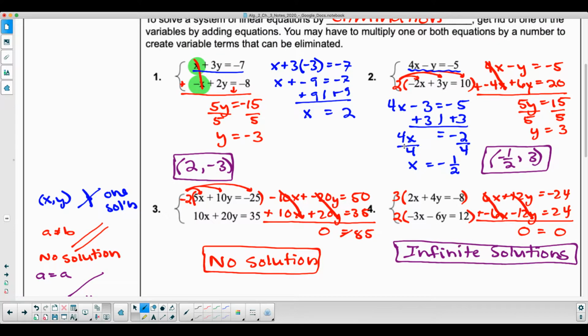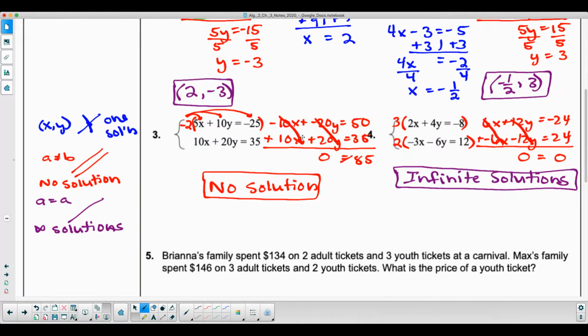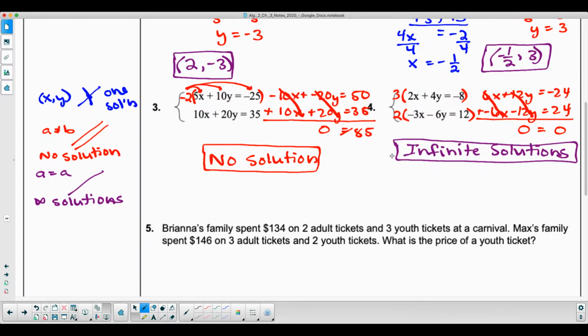So that is an overview of elimination. The first two problems showed you how you get the single solution. And then we used some other strategies and end up getting no solution and infinite solutions. So you can see what each looks like, how they come out.